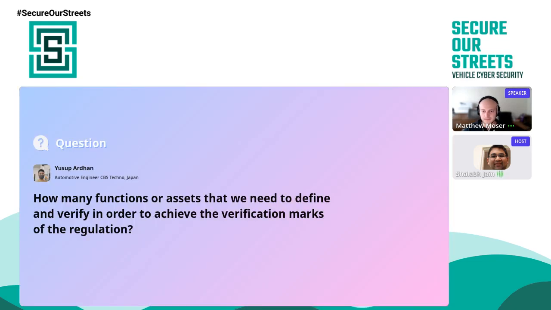The next question comes from Yusuf from Japan: how many functions or assets do we need to define and verify in order to achieve the verification marks of the regulation? I suppose I'm a little bit confused as to what you mean by functions. Is that referring to the item definition itself, or is that referring to something else? Maybe we can ask Yusuf to come on stage and he can clarify. So I've just sent him an invite to come on stage.